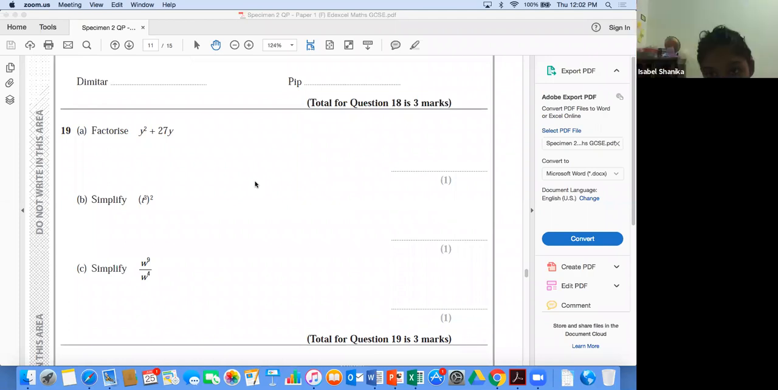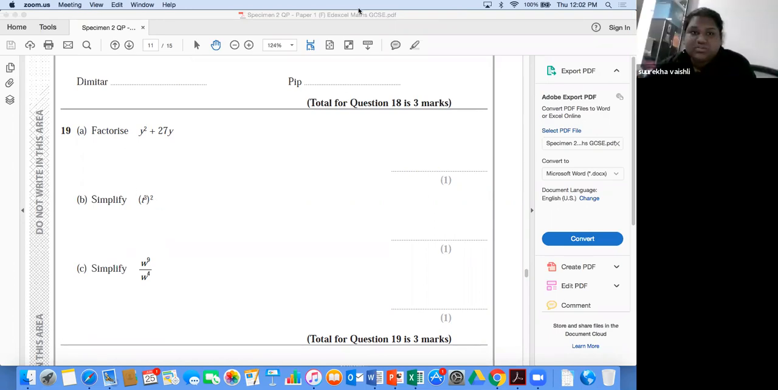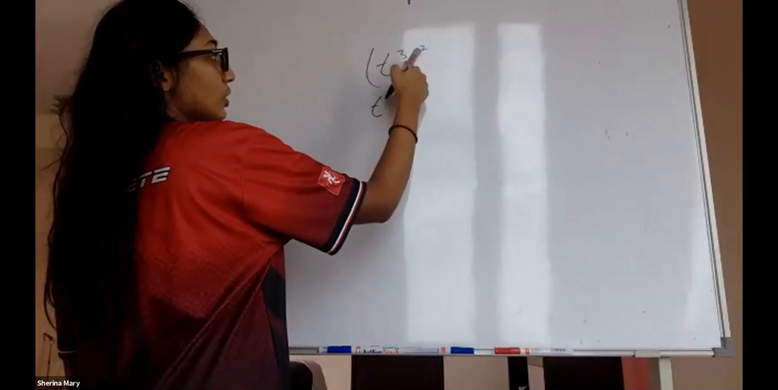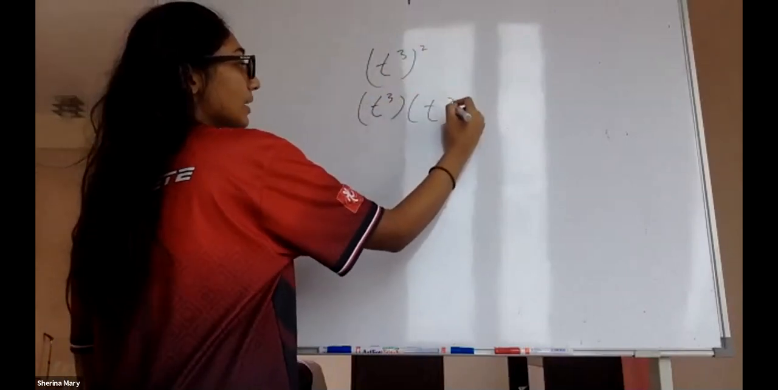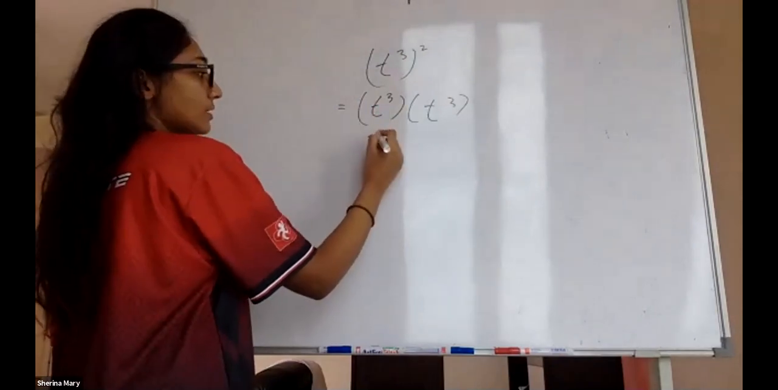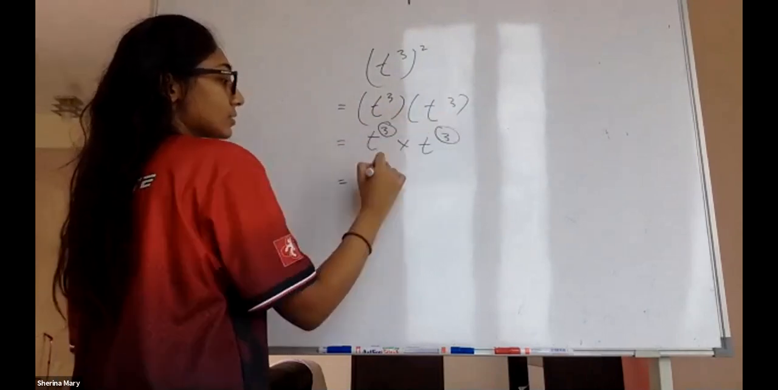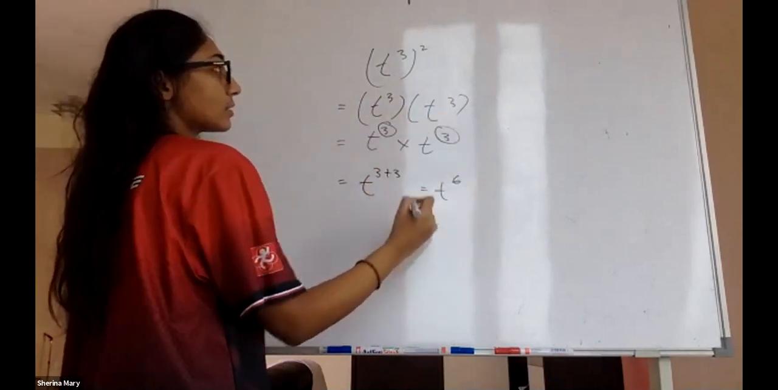B, t to the power of 6. Isn't it t to the power of 5? No, 6. When it's in a bracket, it is times. If you're not sure, you just write it as t cubed twice. So t cubed and t cubed again, that's what it means. And then t cubed times t cubed, we add up the indices. So 3 plus 3, t to the power of 6. Or the other way is you just multiply 3 times t to the power of 2.